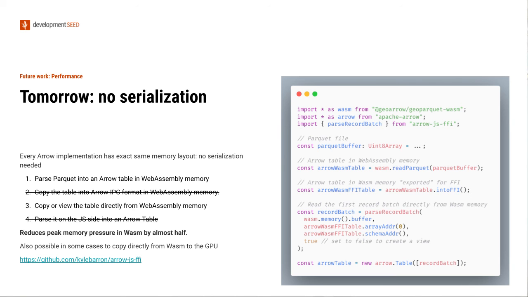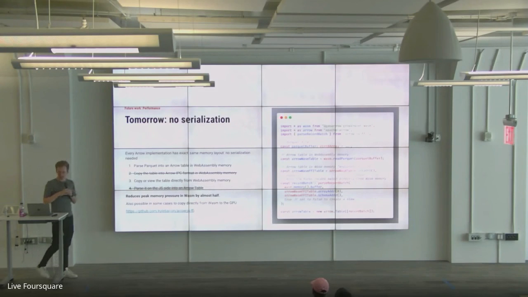One thing that I've been working on is parsing the WebAssembly table directly from the WebAssembly buffer without copying, without any serialization. So what we can do is have a view directly into the WebAssembly memory space, but that works with Arrow.js. You can either view it directly or copy the individual arrays, which is way more efficient still than an extra serialization step, and essentially reduces that WebAssembly memory pressure by half.